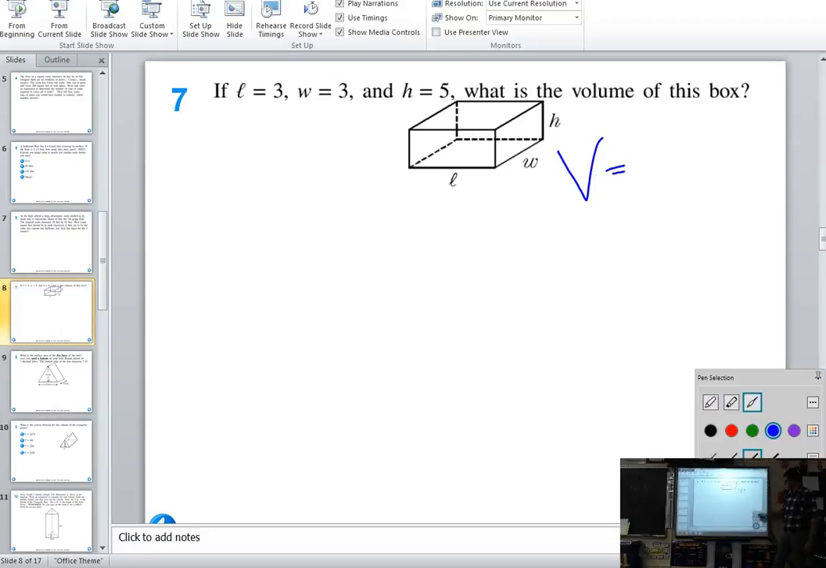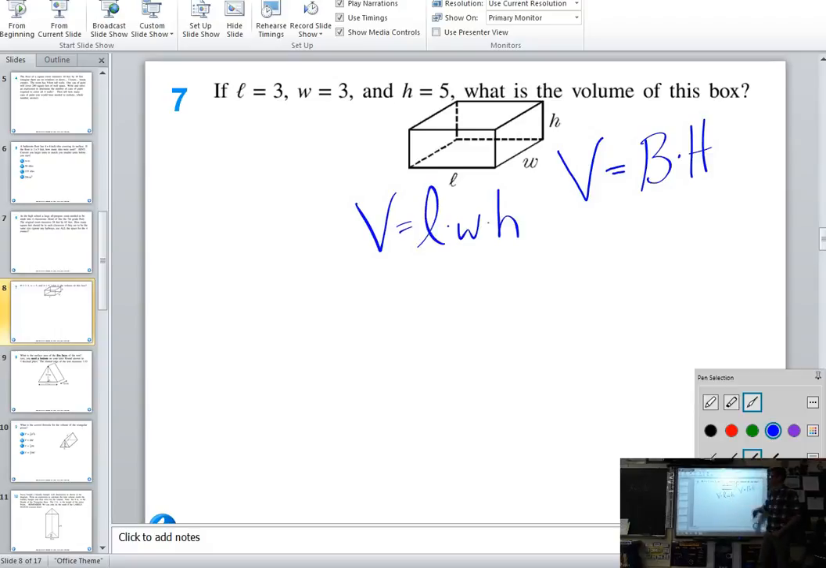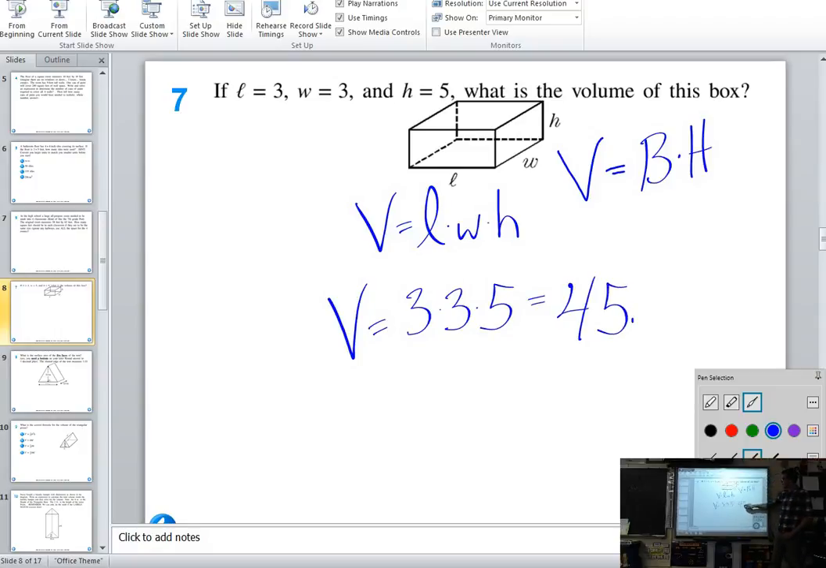Volume of prisms. Now, volume for any prism, we had the formula big B times H. But volume for a rectangular prism is just length times width times height, which I'm expecting you might have had a little bit of exposure to in 6th. So here, we've got 3 and 3 and 5. And when I multiply that all up, we get 45 units. Since it isn't given to us, we just write units. And you've got to have the right power.